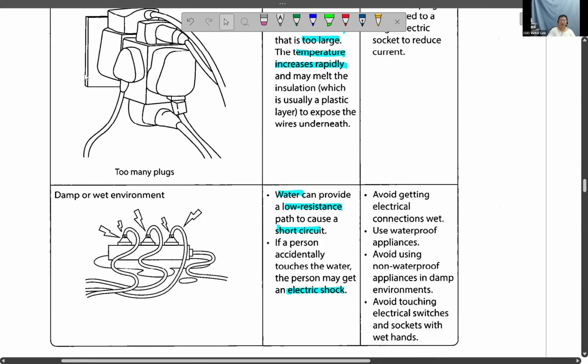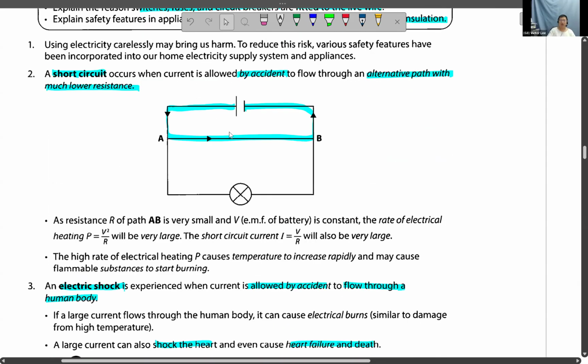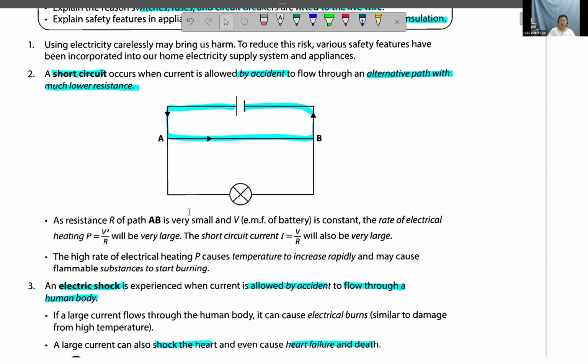A short circuit is where there's a low resistance path, so a high current flows through, and the high current causes temperature to rise rapidly. Temperature goes very high.